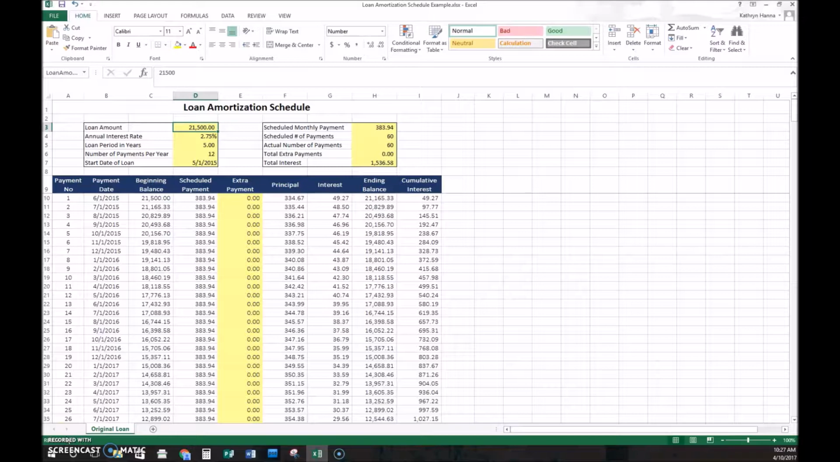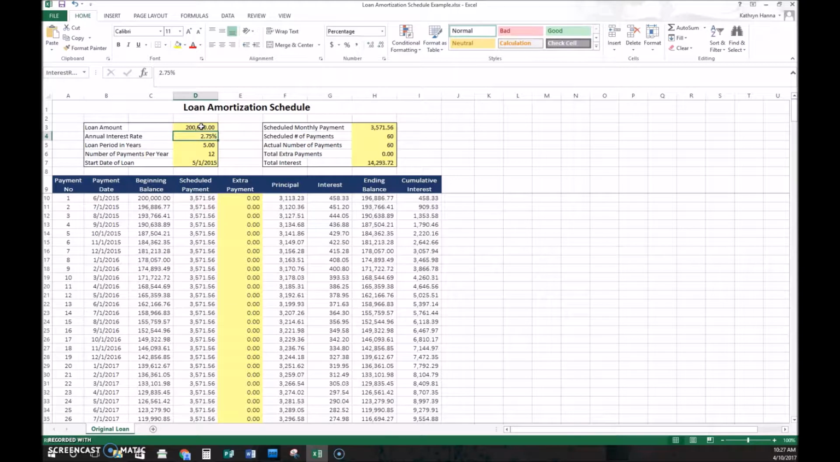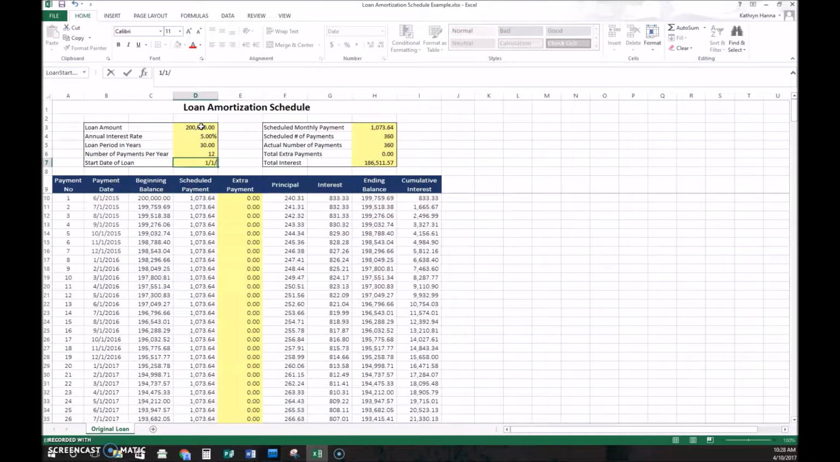Assuming that you've already gathered your loan information and you have downloaded the spreadsheet here, we're going to jump right in. We can enter our loan information. We'll start with a $200,000 balance for this mortgage. It's at 5%, and this one is a 30-year loan. The start date is January 1st, 2011.